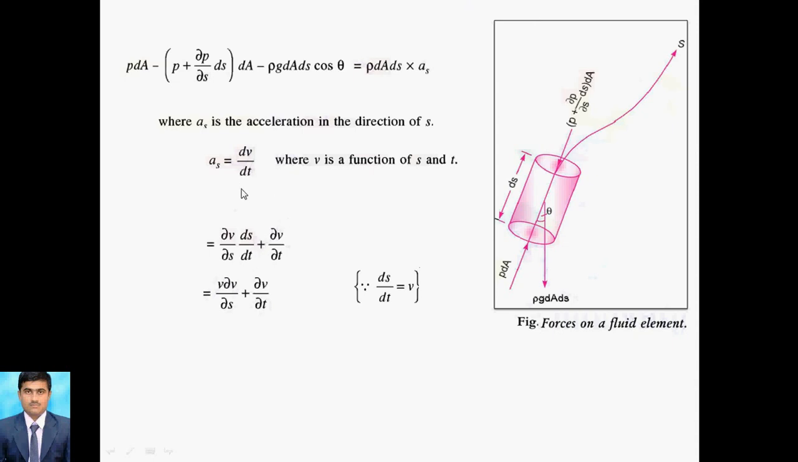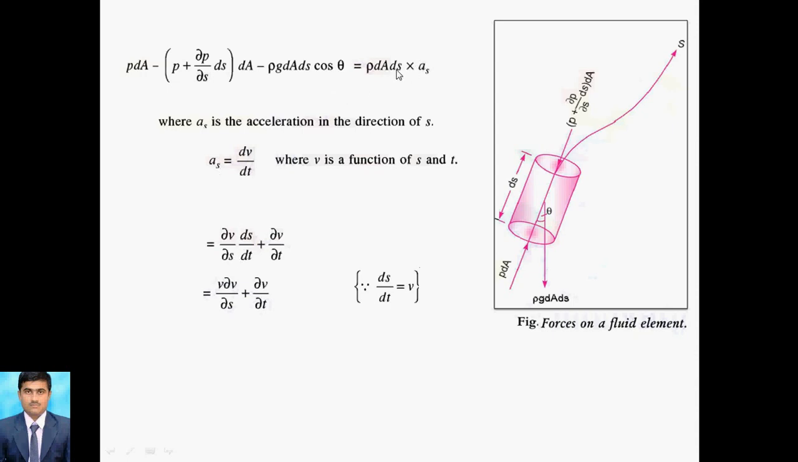Again I repeat: this dv by dt can be taken as two parts. First dou v by dou t, and second dou v by dou s into ds by dt. Ds by dt means v. So as equals v dou v by dou s plus dou v by dou t.